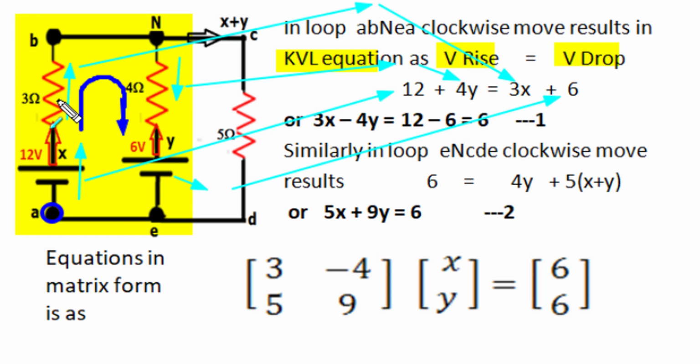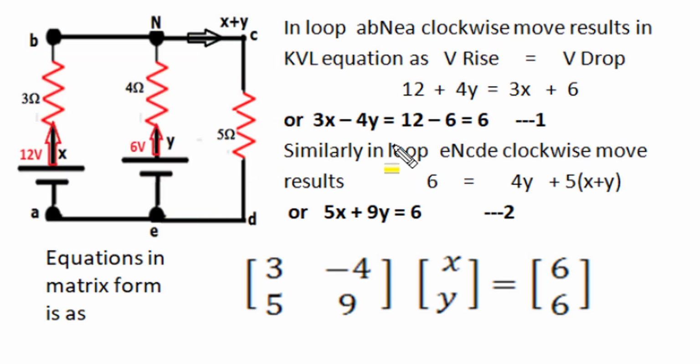Similarly, one IR drop in resistance 3X was a drop as we have moved in the direction of current, and another IR drop of 4 ohm, 4Y, was on the right side as we have moved through that resistance against the current direction. For the matrix method of simplification, we will rearrange this equation. First, the coefficient of X, 3, is written, then 4Y with side change becomes minus 4Y, and to the other side the figures 12 and 6, when transferred to the other side, become minus 6, resulting in 6. So this becomes our first equation.